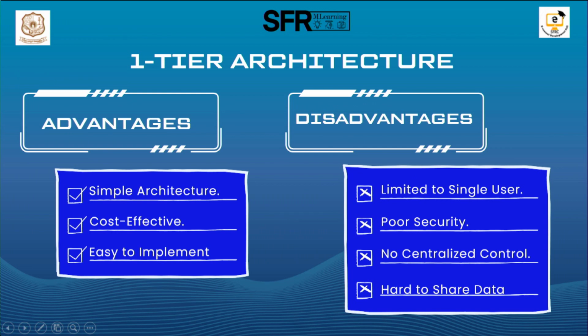That is the third disadvantage. Data is stored locally, as we saw before, so there is no central database. This makes it harder to manage or back up data across multiple devices. Last one is hard to share data. Sharing data between users is difficult because everything is stored on one computer.